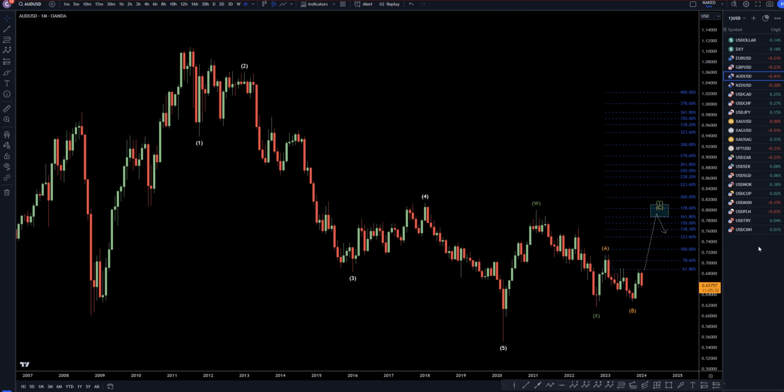Today is Wednesday, January 31st, and I'm going to be analyzing the Aussie US dollar starting on the monthly, working my way down to the 1 hour time frame for the full top-down analysis. So on the Aussie dollar, I still think this is very likely to be one, two, three waves up.